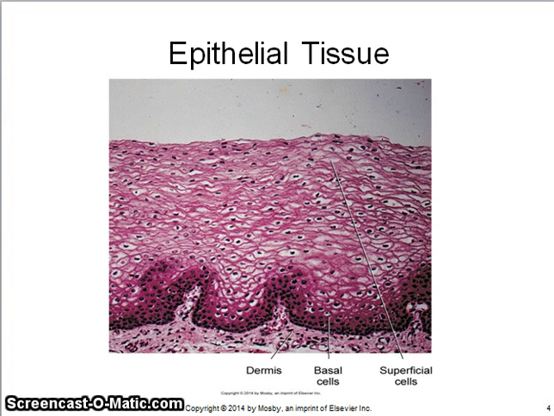This is stratified squamous non-keratinized epithelium from the oral cavity. The darker stained cells are the basal cells which divide to form the more superficial layers. As the cells develop in the basal layer, they gradually migrate to the surface and then they are lost by attrition.